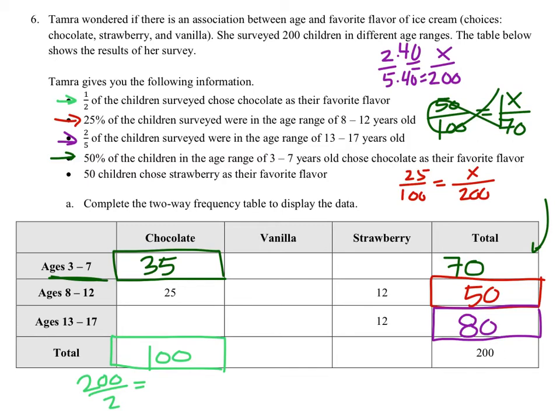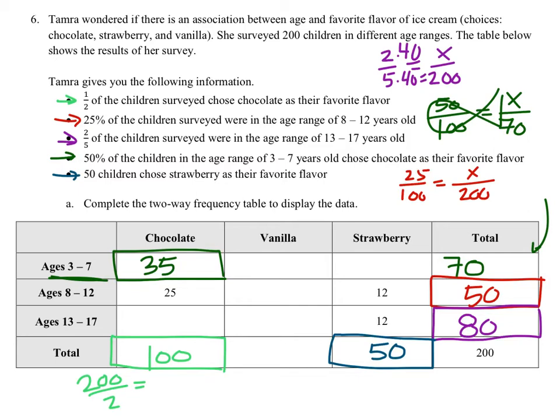And then finally, just with the clues that were given, I'm not even sure if we would need this one. Maybe we do. In any case, we have 50 children choose strawberry as their favorite flavor. So that's 50 of the children all together. That's this box, 50 children. And now we can go in and just fill in all the boxes with the corresponding values. But they need to add up to each other, right?